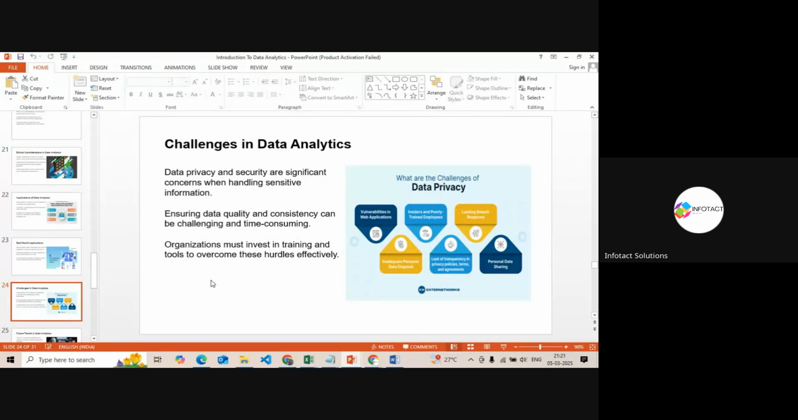Challenges: data privacy and security are significant concerns when handling sensitive information, and ensuring data quality and consistency can be challenging and time consuming. Organizations must invest in training and tools to overcome these hurdles effectively.